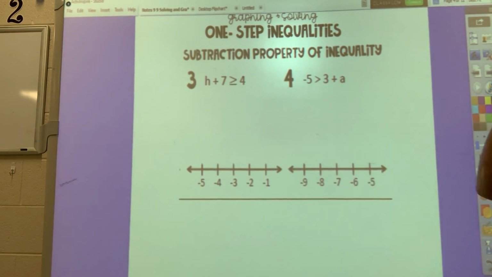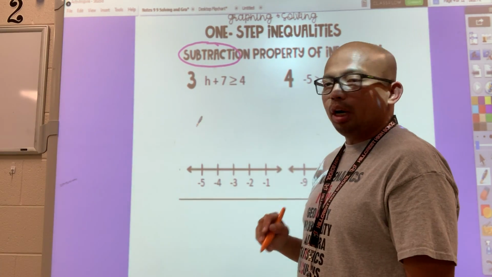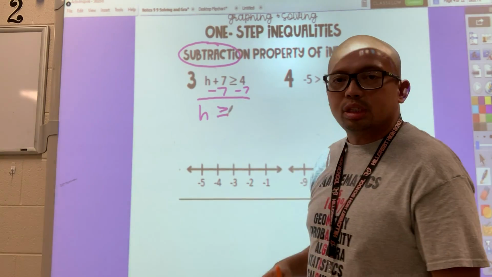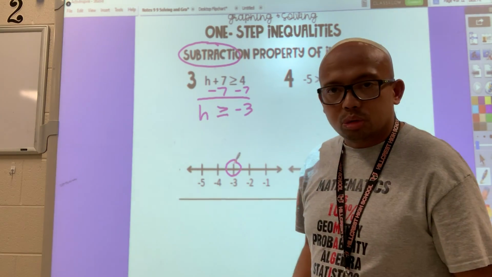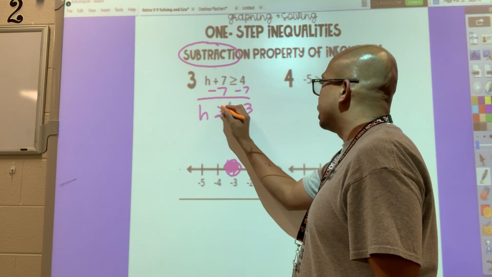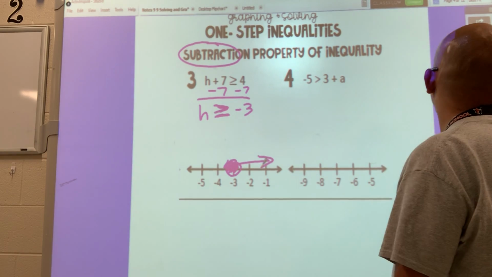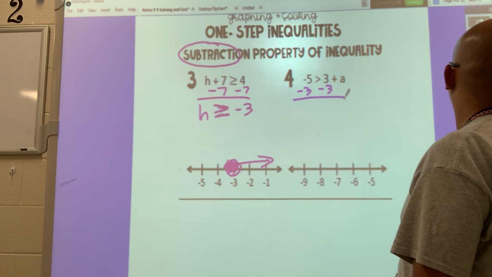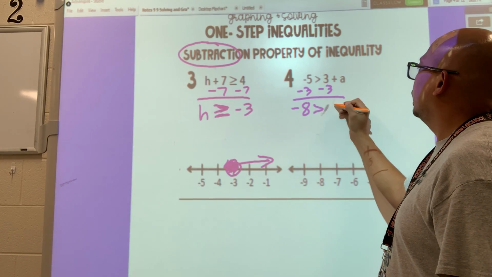Next, subtraction property of equality. This time, obviously, we're going to subtract to solve for the variable. Minus 7, minus 7. H greater than or equal to, what's 4 minus 7? It's negative 3. So I'm going to go to negative 3. Open or closed? Closed, you're right, because of the line here. Where is this going? To the right. So it's going to graph that way. Minus 3, minus 3. What's negative 5 minus 3? Negative 8. Drop the greater than A.